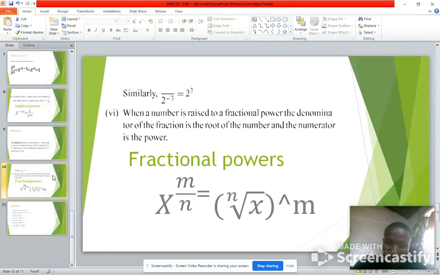We also have a statement: when a number is raised to a fractional power, the denominator of the fraction is the root of the number and the numerator is the power. That is known as the fractional powers. So, for example, x raised to m over n can be represented as the nth root of x, in brackets, raised to the power m.